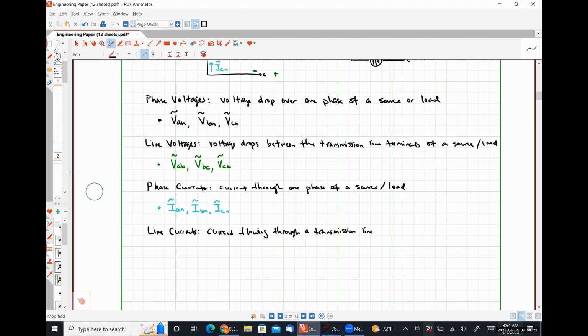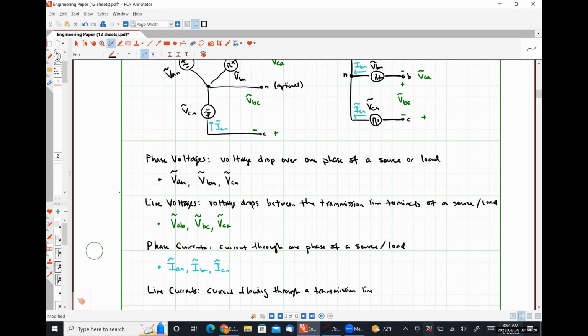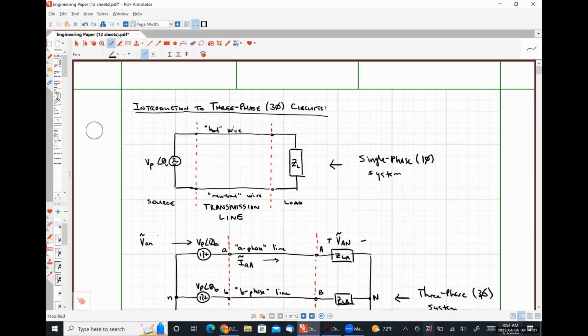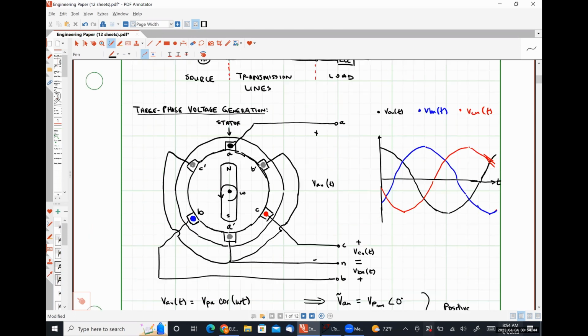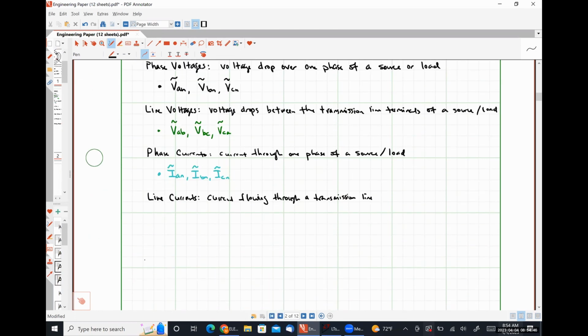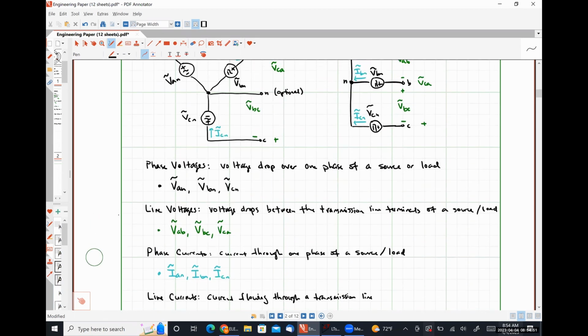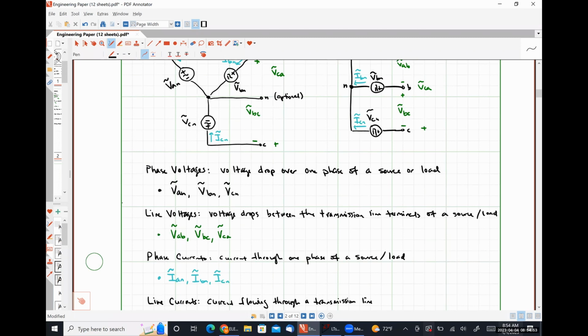So you'll bear with me a moment after you guys write this down. Let me scroll back way to the beginning. That current IAA is a line current because it represents the current flowing through the transmission line from the source to the load. So if we don't have a transmission line connected, we can't represent our line currents on our diagram. All right, so these are the different types of quantities that we're going to see.